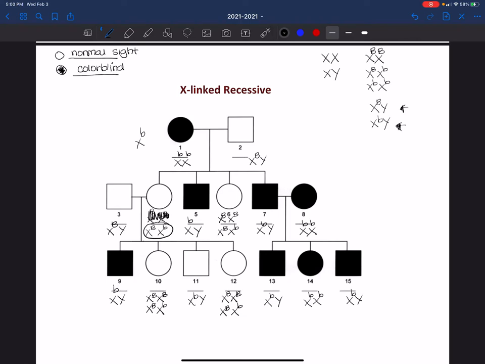Okay, so now we go down to person 6. Since she's the sister of person number 5, it's going to be the same thing because she has the same parents. So one of those alleles had to come from mom.